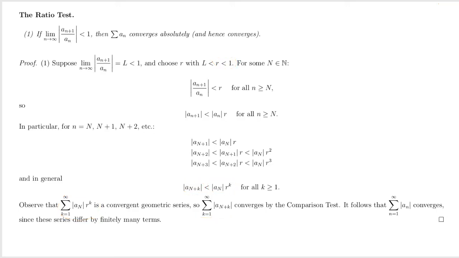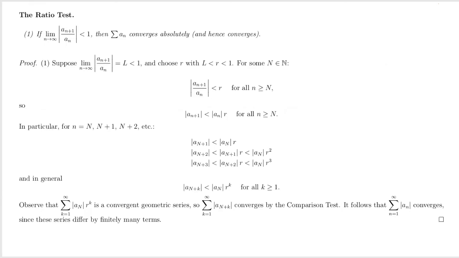And then the final punchline is that if this series converges, so does this one, which is the one that we were interested in from the start, because they differ by finitely many terms. In particular, they differ by the first capital N terms, however many they are. So if this one converges, so does that one. And that's the proof of the first part of the ratio test, the part that tells you when some series converges absolutely.